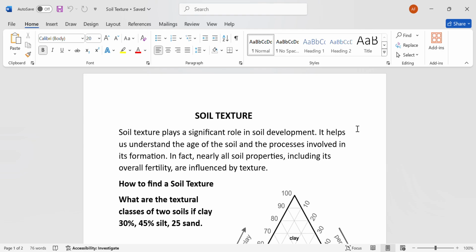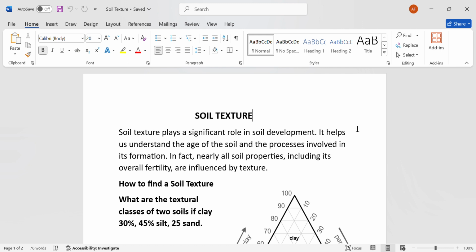In this video, we will discuss the three main types of questions. The first is the definition of soil texture, and the second is why soil texture is very important and how it plays a significant role in soil development. And the third and very important question is how to find the soil texture. So let's discuss them one by one.